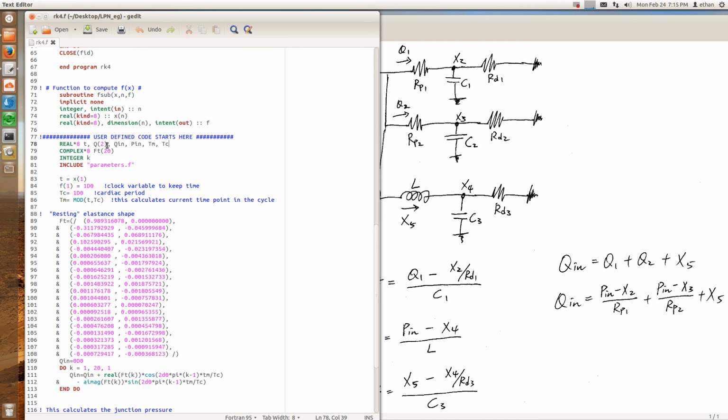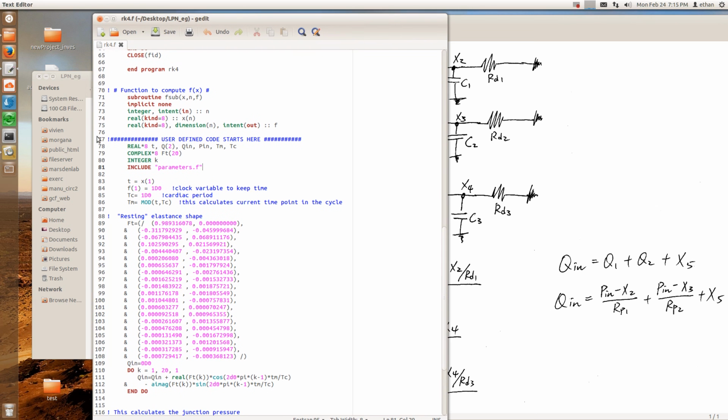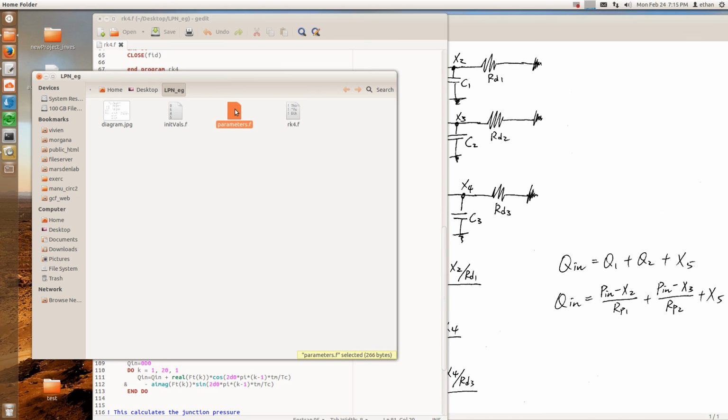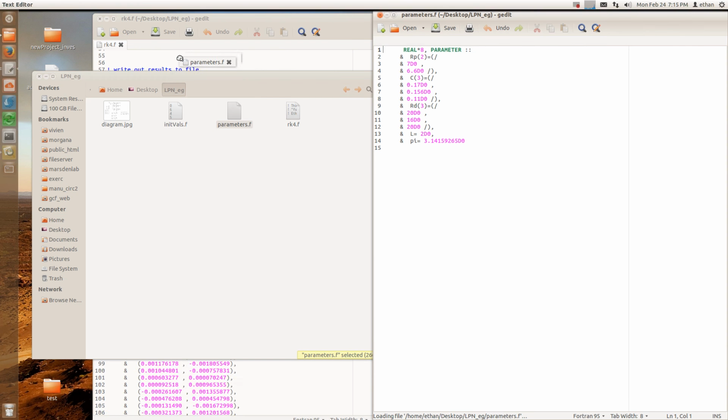Here you're declaring a couple of parameters that you want to use, and depending on what you have in your circuit, you can figure out what variables you need and declare them here. And then right here we're going to include the values for these elements. I'm just going to do it in a separate file just to keep things clean. If you want, you can just put it right here, but I'm going to do it in a separate file. And I'll show you what that file looks like. It's called this file right here. I'll just drag it right here.